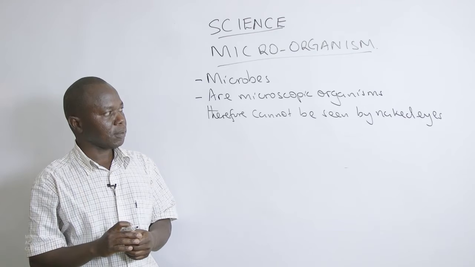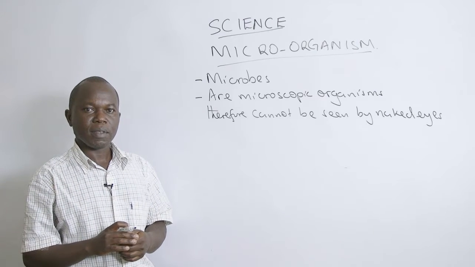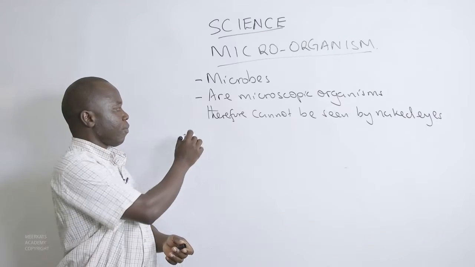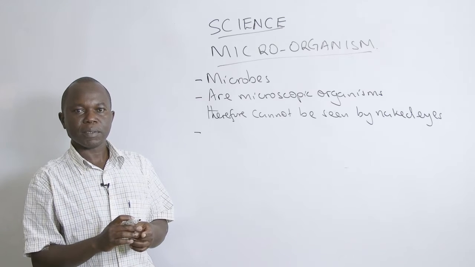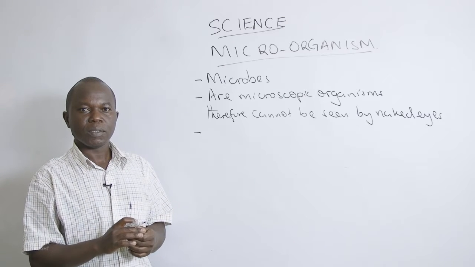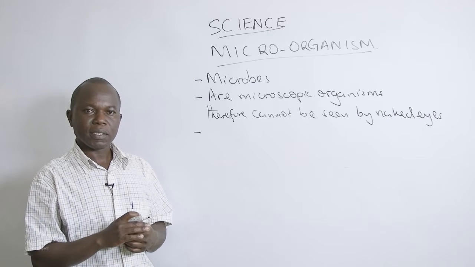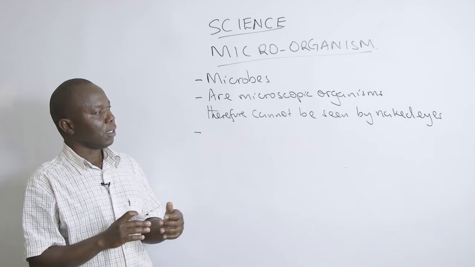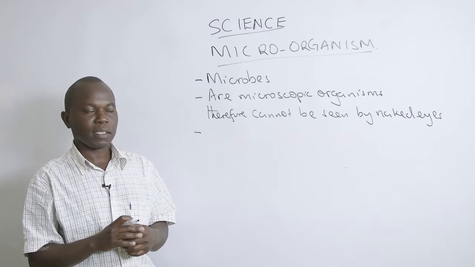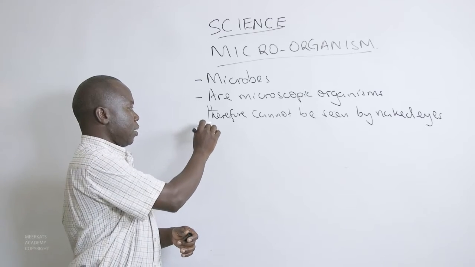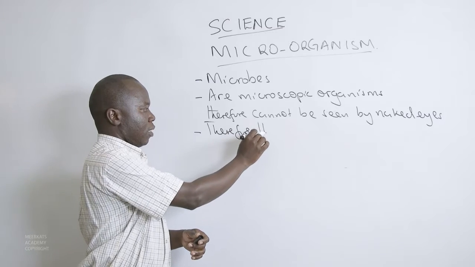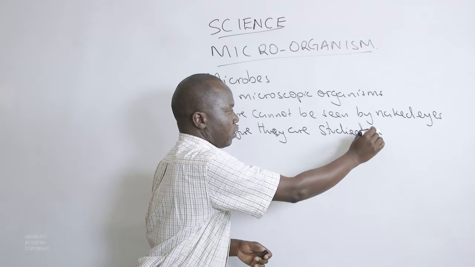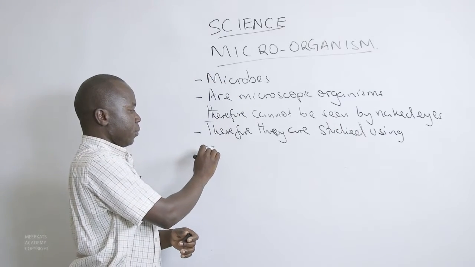For us to see these microscopic organisms or even study them, we require apparatus to enable us to see and study them. Some of the apparatus required for this purpose range from the hand lens to the electronic microscope. But hand lenses are not very effective. The best way of looking at and studying these organisms is by use of microscopes. Therefore, they are studied using microscopes.